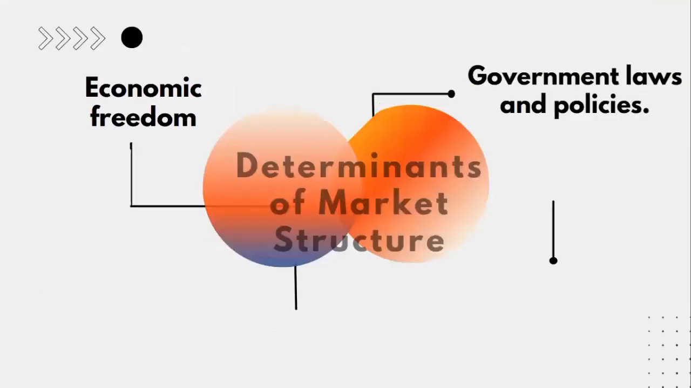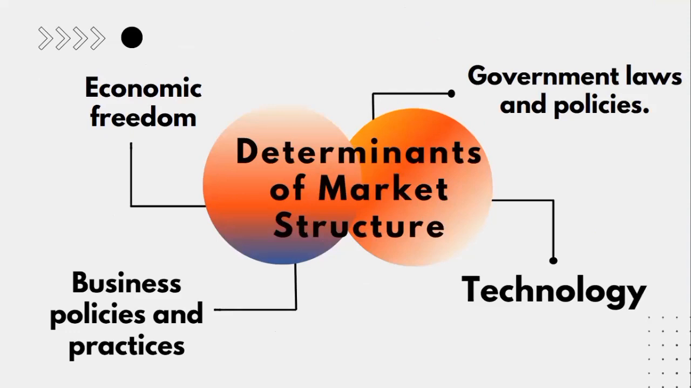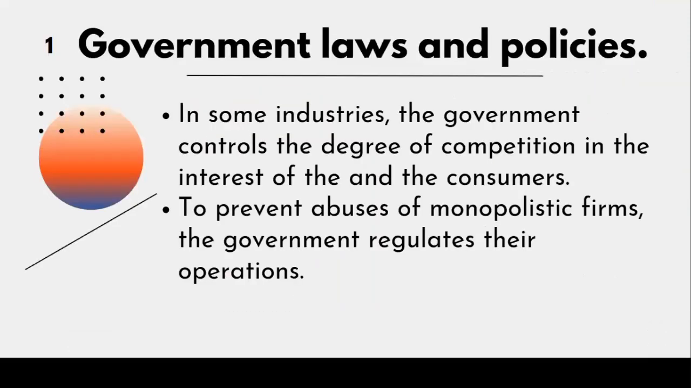Now let's proceed to the determinants of market structures. We have here four: first, the economic freedom; the government laws and policies; technology; and the business policies and practices. First, let's tackle the government laws and policies.